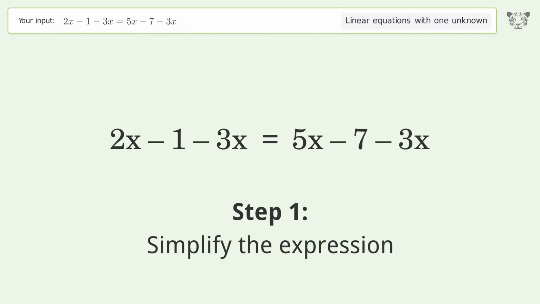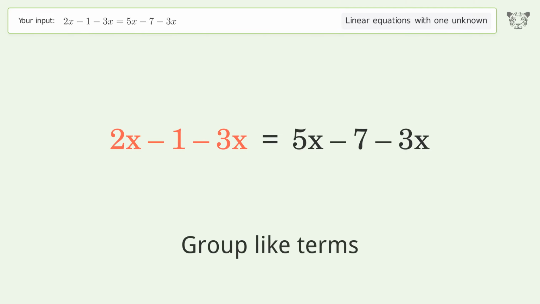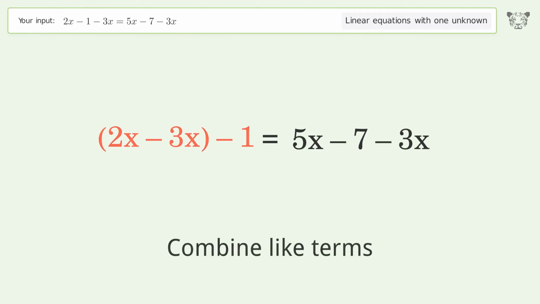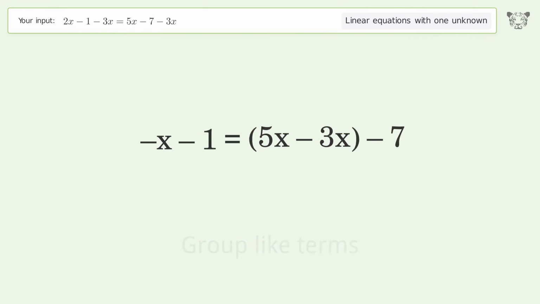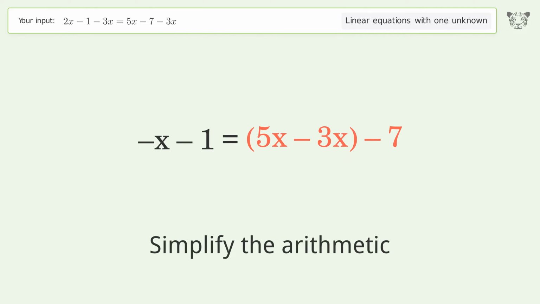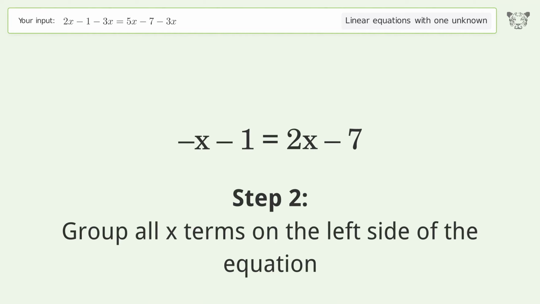Simplify the expression. Group like terms. Combine like terms. Group like terms. Simplify the arithmetic. Group all x terms on the left side of the equation.